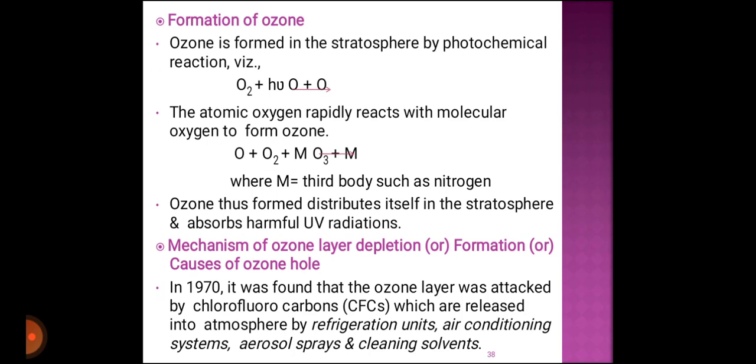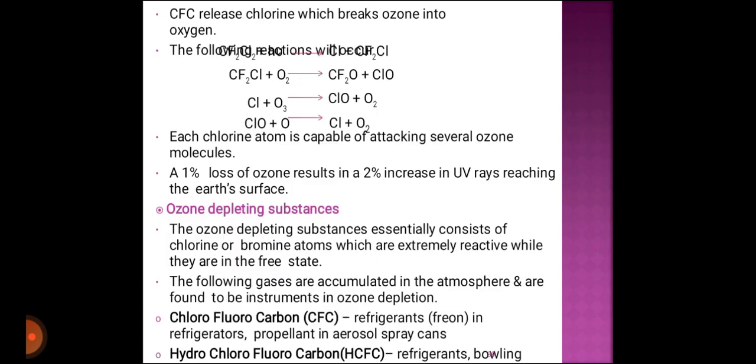Then the mechanism of ozone layer depletion. In 1970, it was found that the ozone layer was attacked by chlorofluorocarbons, that means CFCs, which are released into the atmosphere by refrigeration units, air conditioning systems, aerosol sprays and cleaning solvents. These are the main sources of releasing chlorofluorocarbons, which affect the ozone. The chlorofluorocarbon releases chlorine, which breaks ozone into oxygen. The following reactions will occur. The chlorofluorocarbon CF2Cl2 reacts to form CF2Cl and Cl, and Cl reacts with O3 to form ClO plus O2.